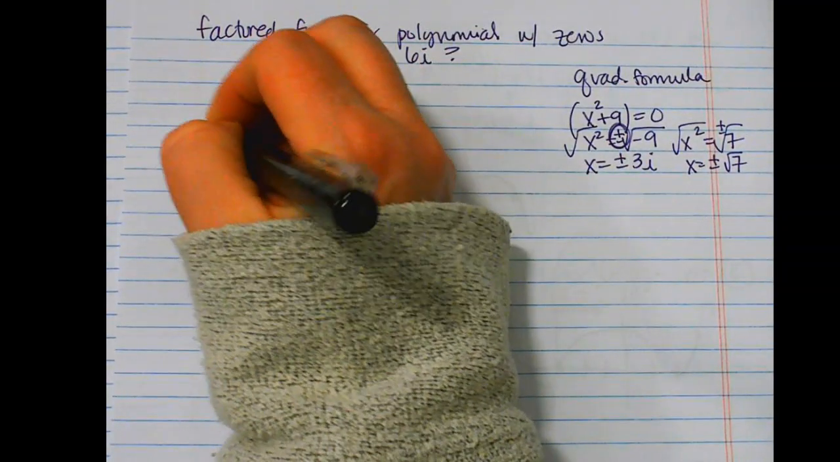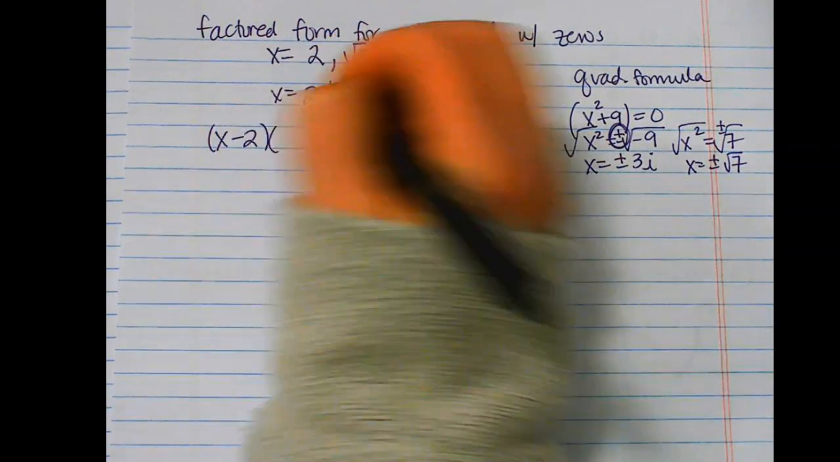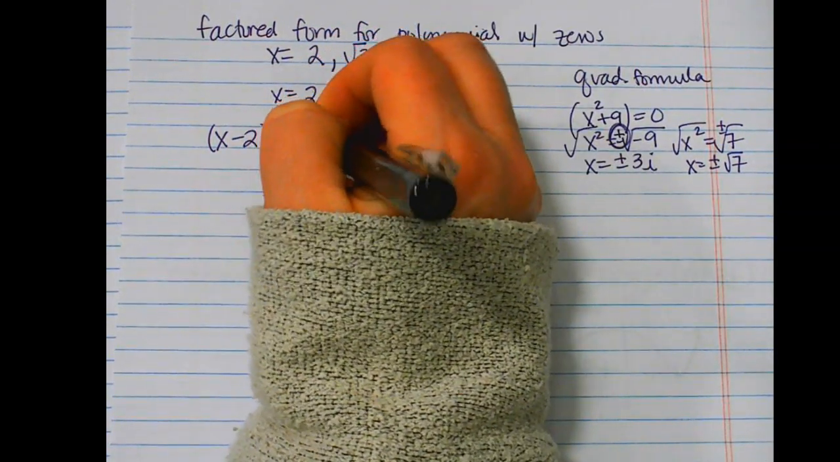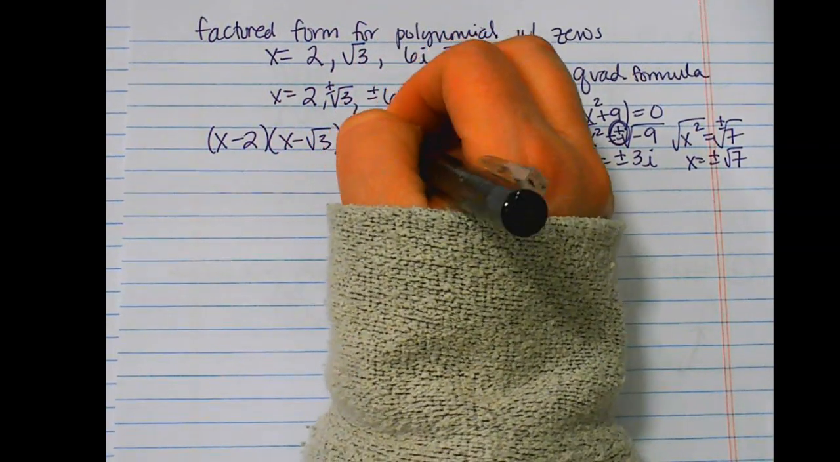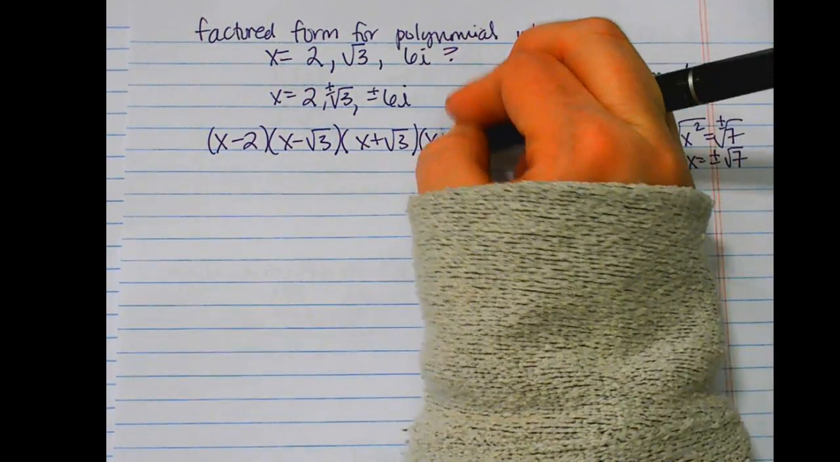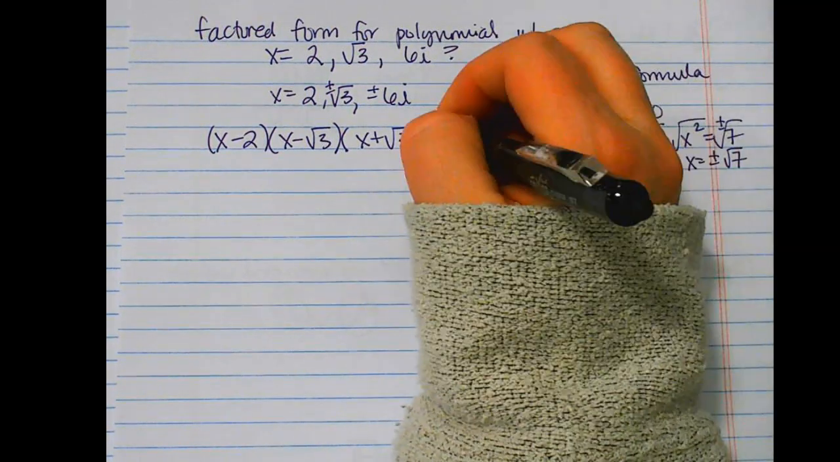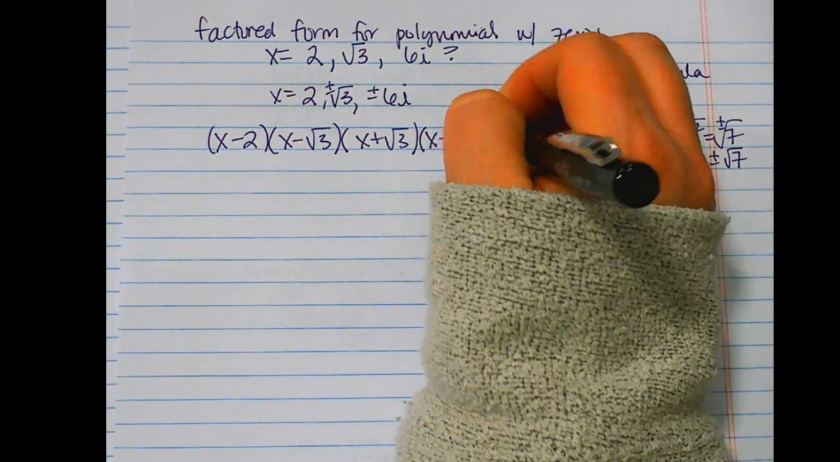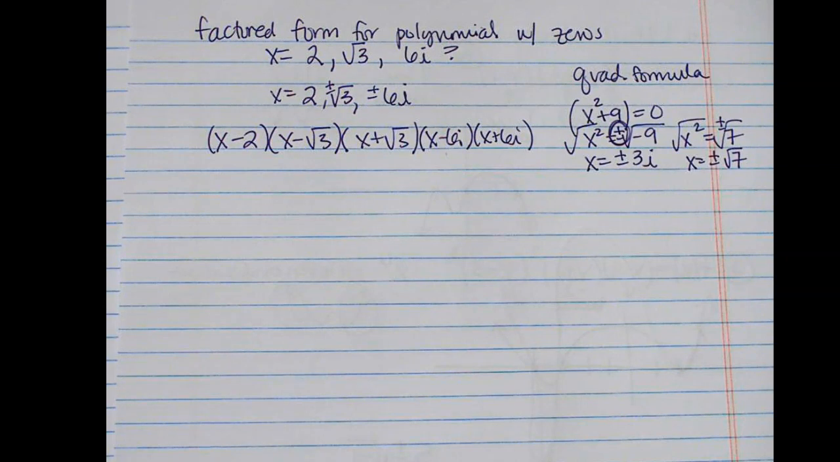So the factored form would be x minus 2, x minus the square root of 3, x plus the square root of 3, x minus 6i and x plus 6i. It doesn't matter the order, but I'm just trying to keep it the same. And that would be done.